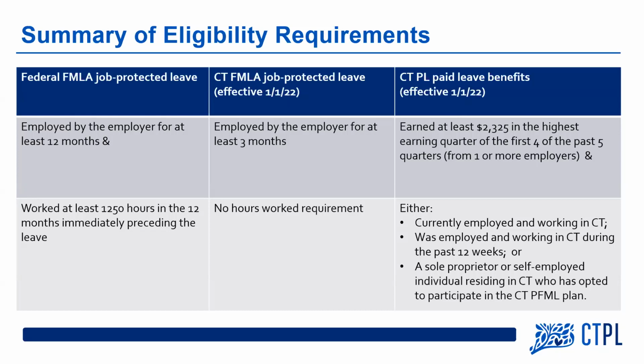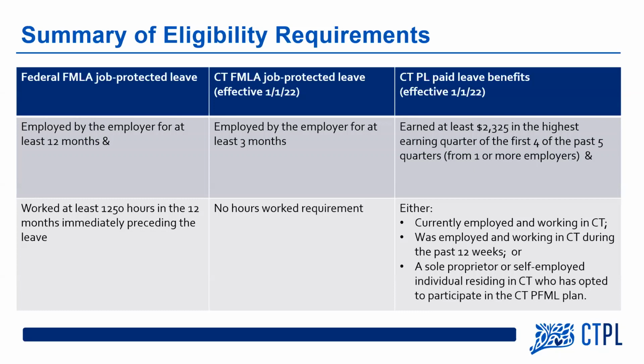So for federal FMLA, for someone to qualify for job protected leave, that person must have been employed for at least 12 months and have worked at least 1,250 hours in the 12 months immediately preceding their leave. For Connecticut FMLA, under the new regulations, if someone has been employed by your employer for at least 3 months, they are eligible for job protected leave under FMLA. There is no hours worked requirement any longer.